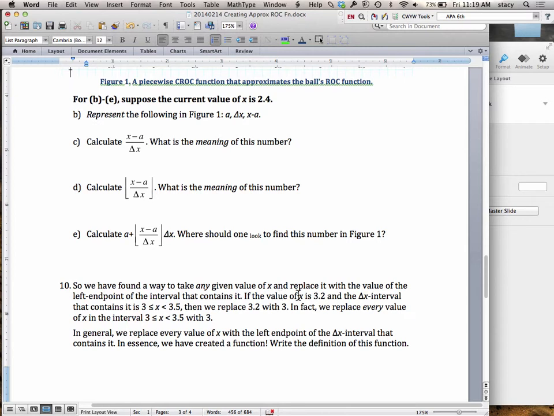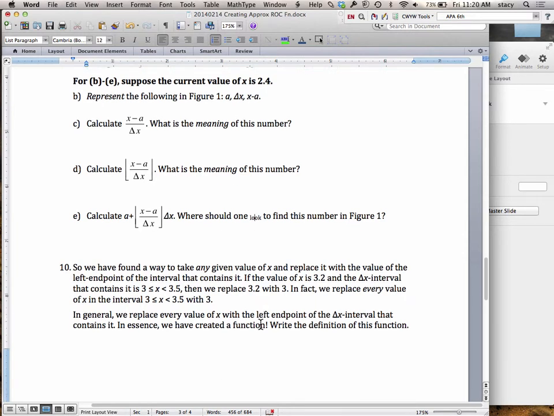If, for example, we had a value of x equals 3.2, then it would reassign us to the value of x equals 3. It will do this for every value within a given interval. So what we've done is create a function that will take in an x value and reassign it to the left endpoint of the interval containing the current value of x.